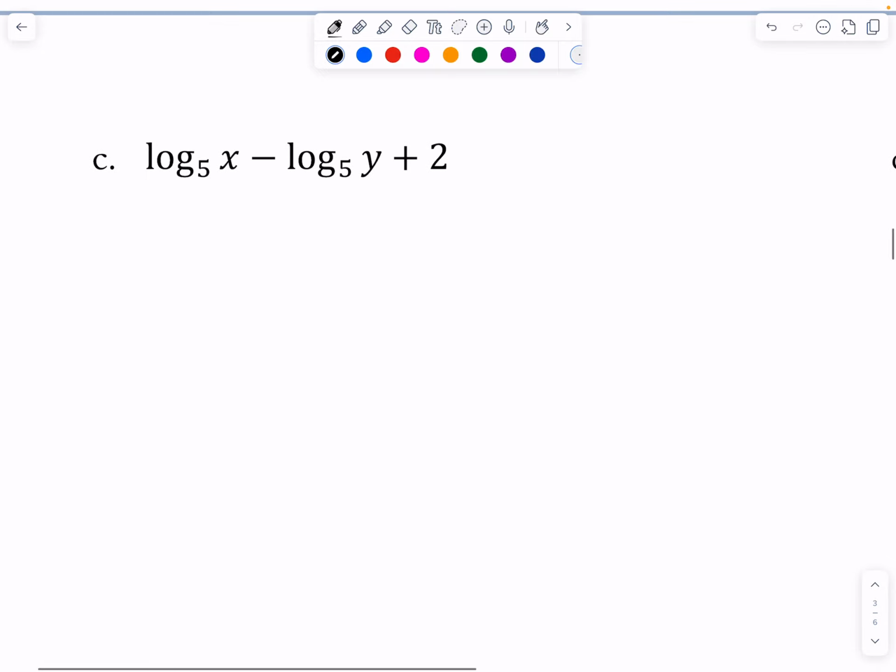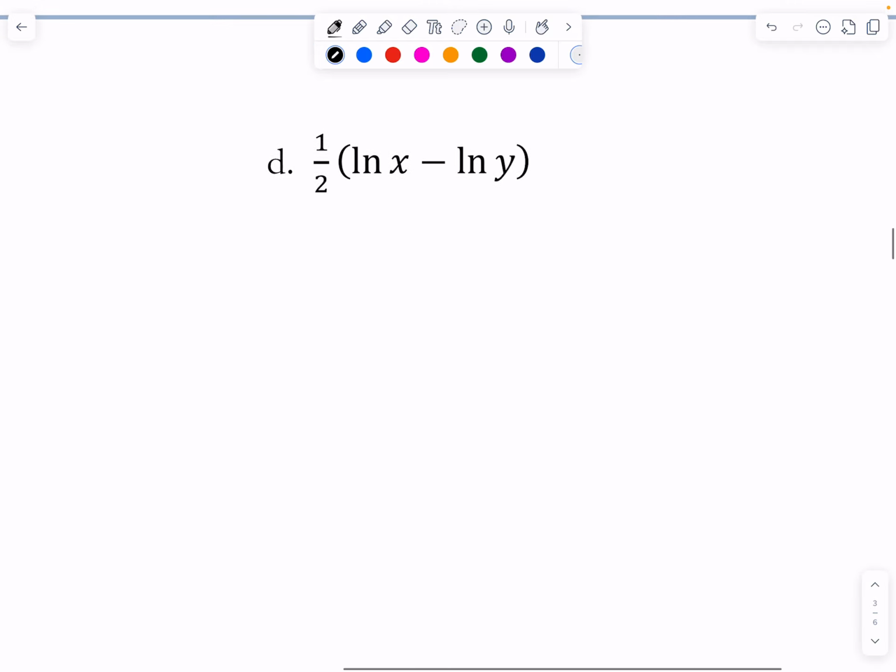Okay, let's do the next one, part C. Notice this one doesn't have a log with that 2, so be careful with that. I do have two logs, though, with the same base, connected by subtraction. So I'm going to write log base 5 of x over y, and then plus 2. Now when I look at this, I can't do anything else because I don't have a log with that 2. So that's actually finished.